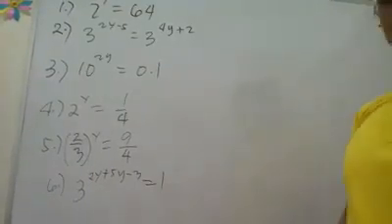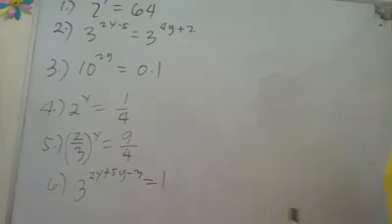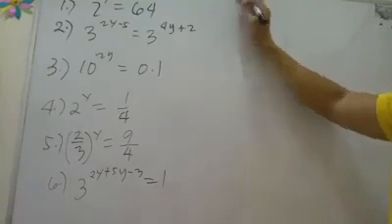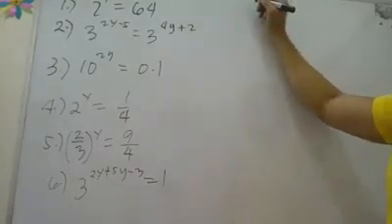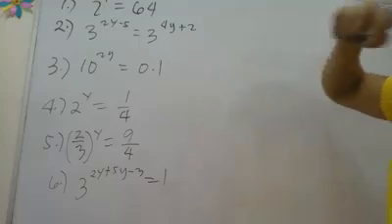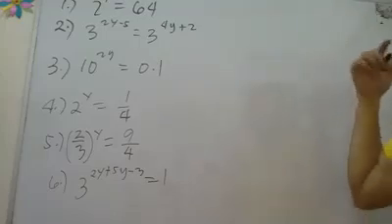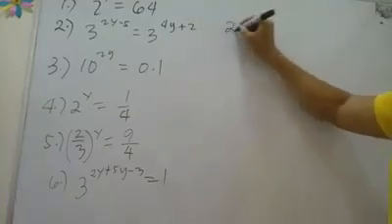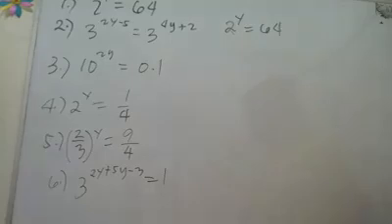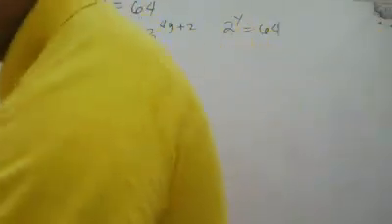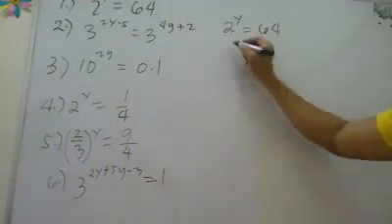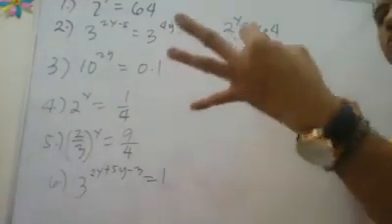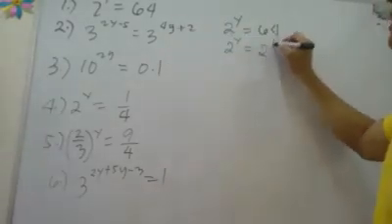I'll begin to show you how to solve exponential equations. For example, number 1, 2 raised to y is equal to 64. How can we get the value of y? Our aim is to make the same base for this exponential equation. 64 in base 2 is how much? We can say that 2 raised to y is equal to 64, which is 2 times 2 times 2 times 2 times 2 times 2, and that is 2 raised to 6.